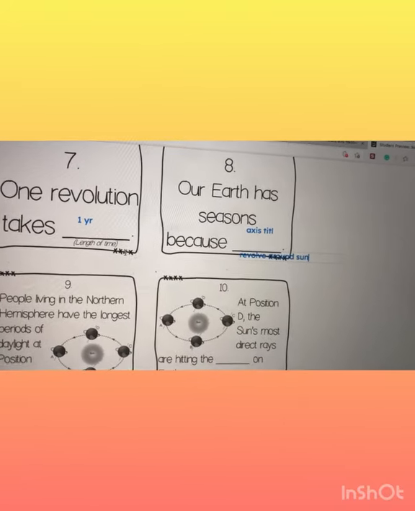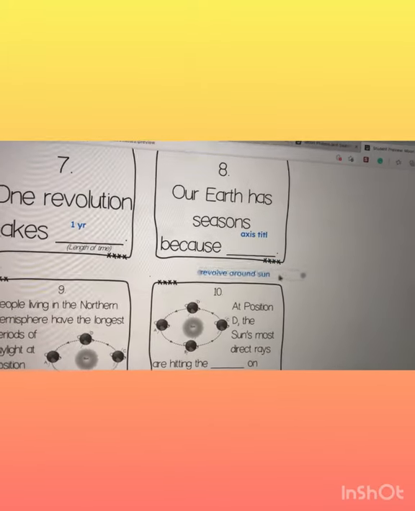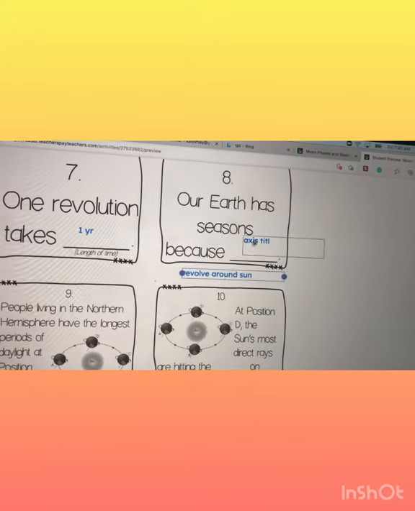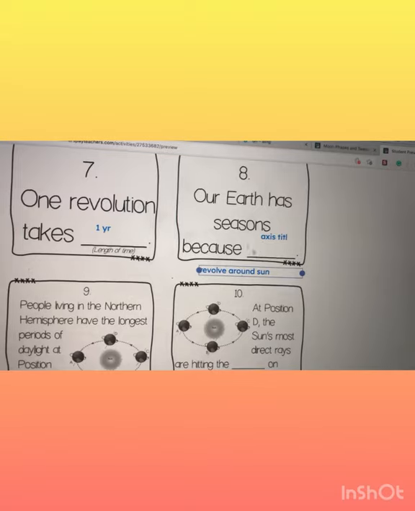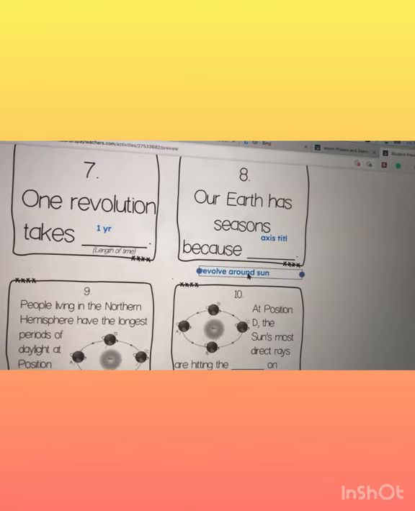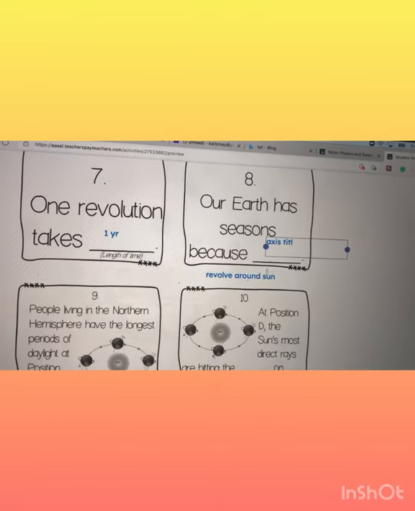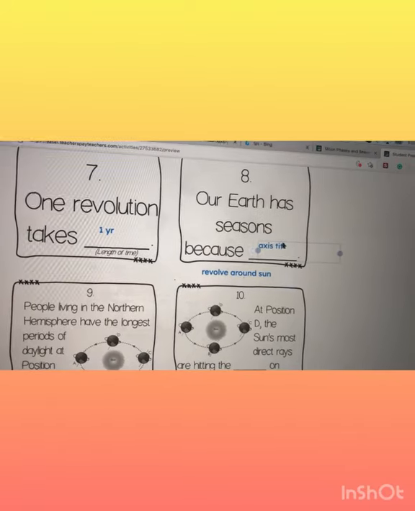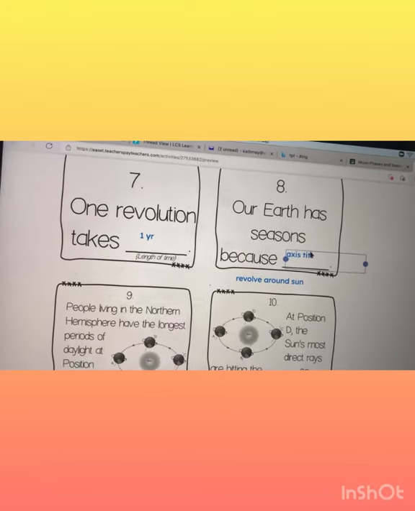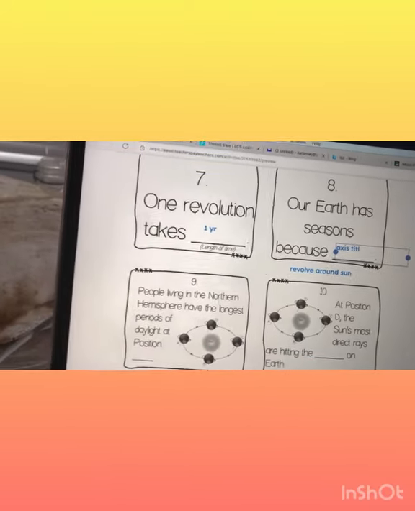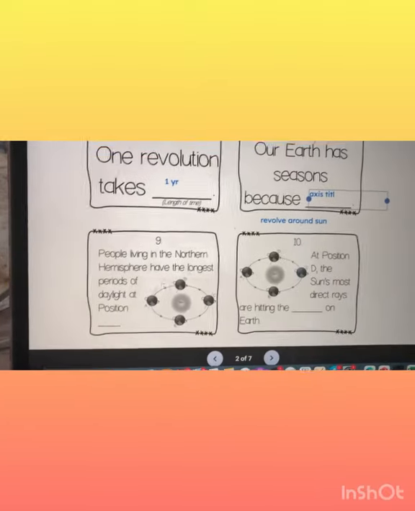Okay, I'm going to have to move that where I can see it. Revolves around the sun. So the axis is tilted, the Earth's axis is tilted, and it revolves around the sun. Thank you, Jacob, and thank you, Maria. You are right. So the Earth's axis is tilted and it revolves around the sun.